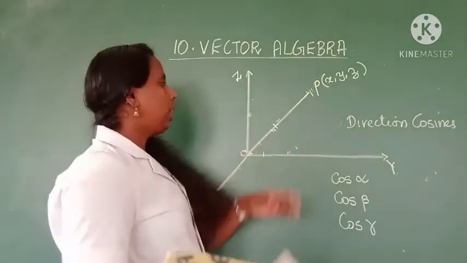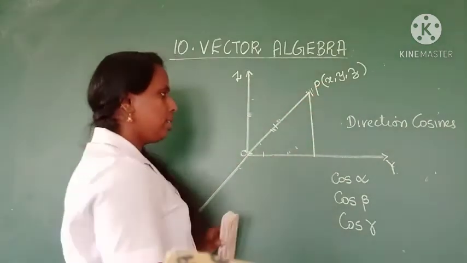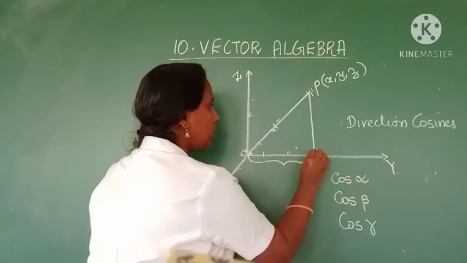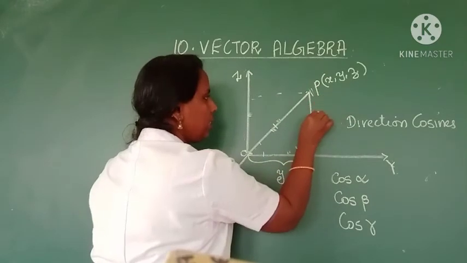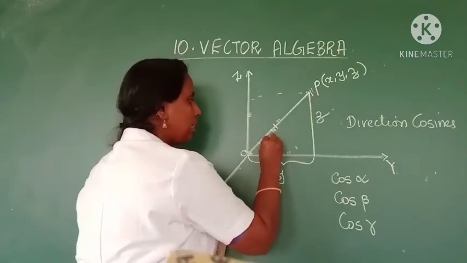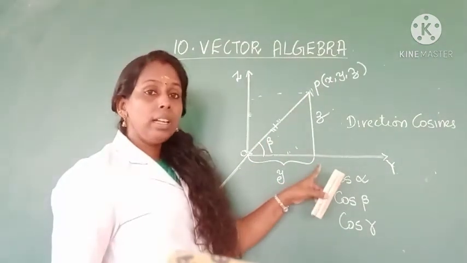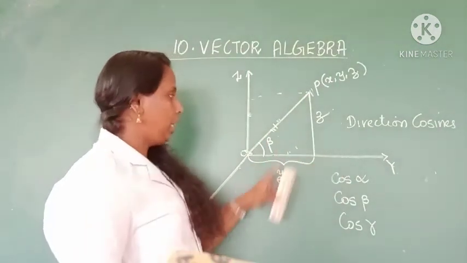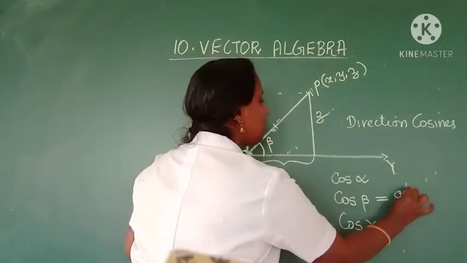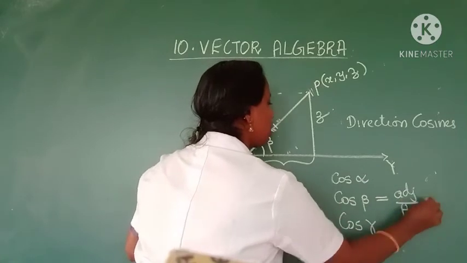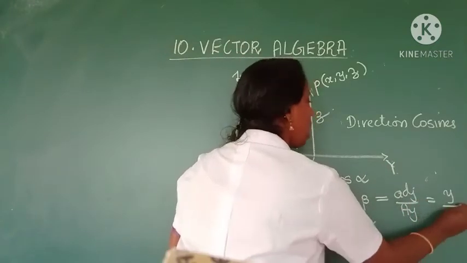See, in this figure, if we consider the position vector OP and draw a perpendicular to the y-axis, what is this length? This length is y. What is this length? This length is z. What is this angle? This angle is beta, because the position vector makes angle beta with the positive y-axis. So what is cos beta? Cos beta is adjacent side by hypotenuse. What is the adjacent side? The adjacent side is y. Hypotenuse.